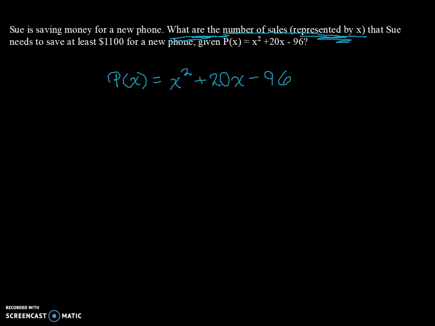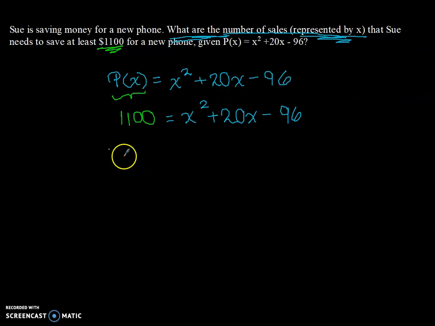They gave me an extra number here. So what are the number of sales? We're solving for x to save at least $1,100. So the total price here is $1,100. Now, once I have everything I need from the word problem, forget about the word problem. You're solving mathematically like you've always done.